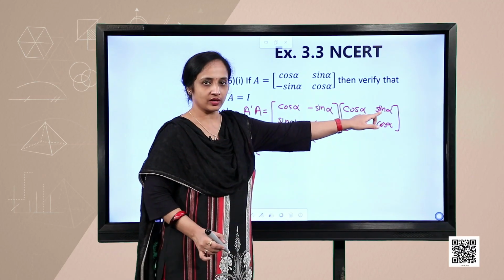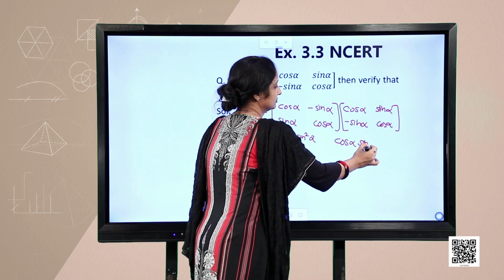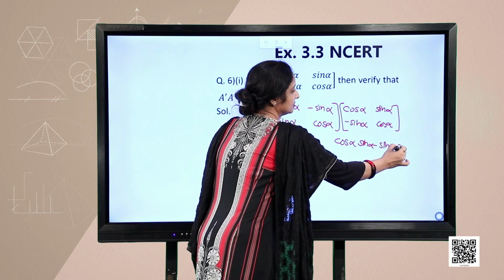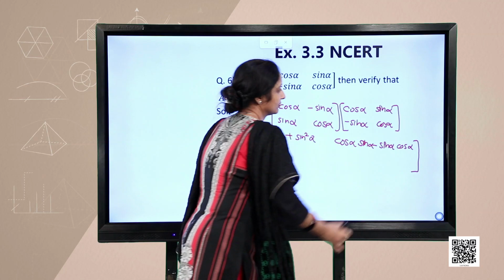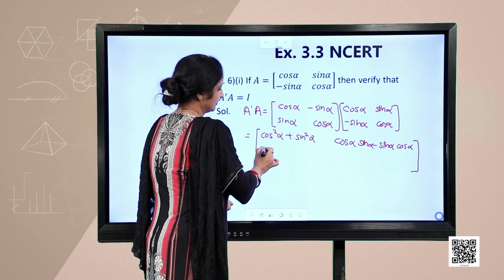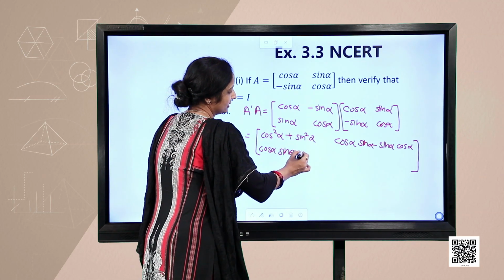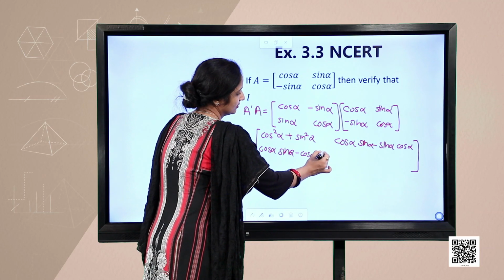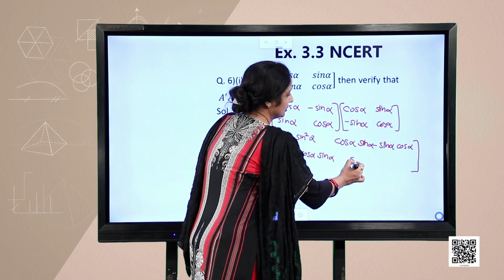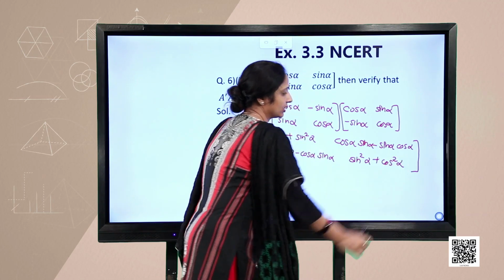The next element, cos alpha into sin alpha minus sin alpha into cos alpha. Let's write the next element. Sin alpha is multiplied by cos, then minus cos alpha sin alpha. Last element: it is giving me sin square alpha plus cos square alpha, right?